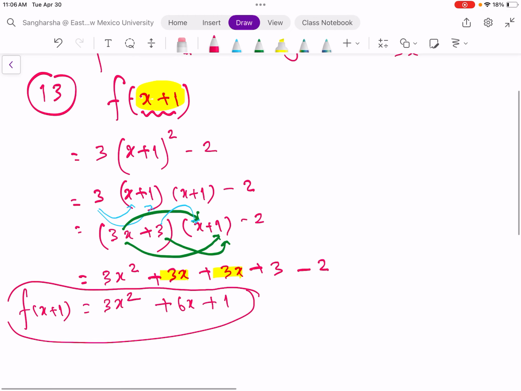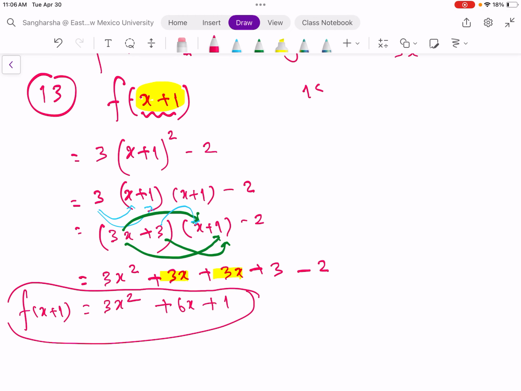Now, can you do number 14? In number 14 we are asked to find f of x minus h. Number 13 and 14 are pretty similar. The only difference is that the input is different. Instead of x plus 1, you substitute x minus h. You substitute x minus h for every x and you simplify. I will leave this for you.